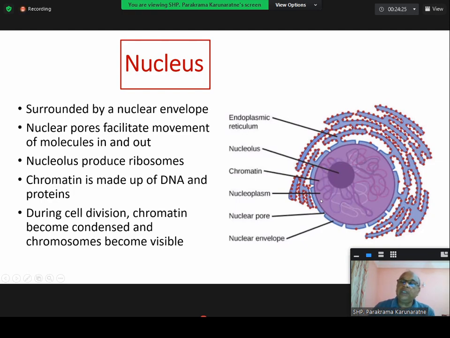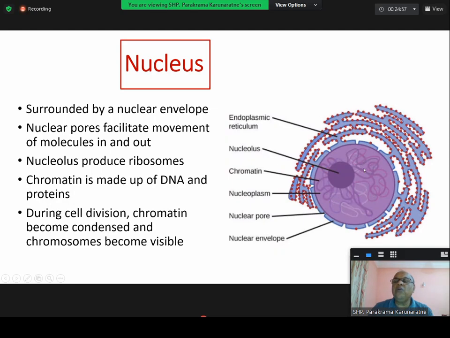Also you can see endoplasmic reticula are sometimes attached to the nuclear membrane like this, and those endoplasmic reticula I have shown here are rough endoplasmic reticula because ribosomes are attached. Now these chromatin I'm talking about, here chromatin, right? That is chromatin.